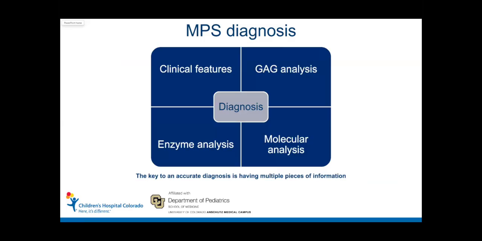So you can start at any place. You can start with the GAGs, you can start with the enzyme. A lot of people now are starting with molecular, but we want all these pieces to point to the same diagnosis. And then we'll use the information that we gather to do treatment monitoring or other type things.